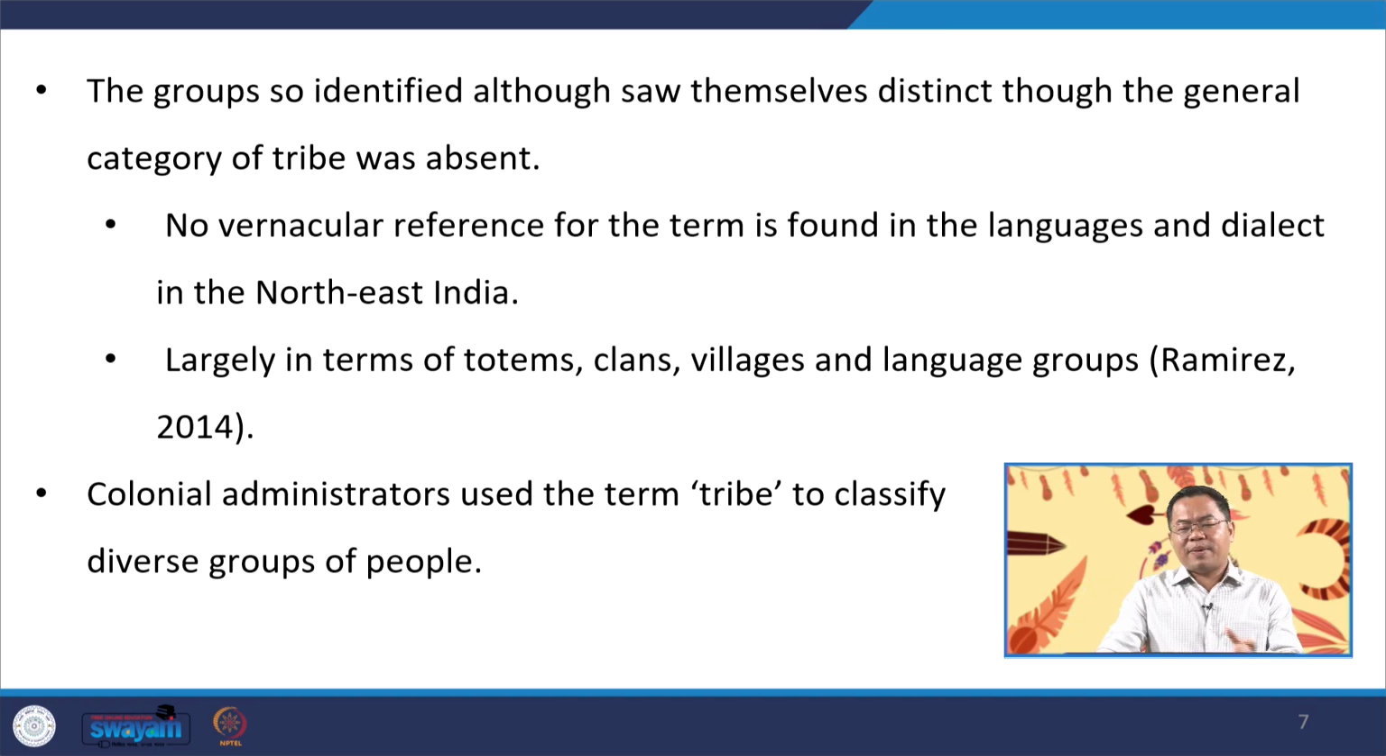Now, despite that, in northeast India, no communities who are recognized as scheduled tribes have this term tribe in their own or vernacular language. Now, again, it was the colonial administrators who began to introduce and popularize the term tribe to classify diverse groups of people. A significant point that I think one has to remember is, the diverse groups of people. Now, let me come back to the tribes in northeast India.